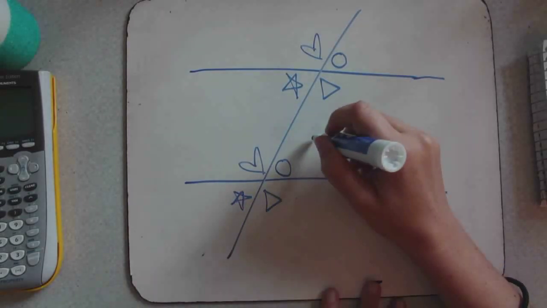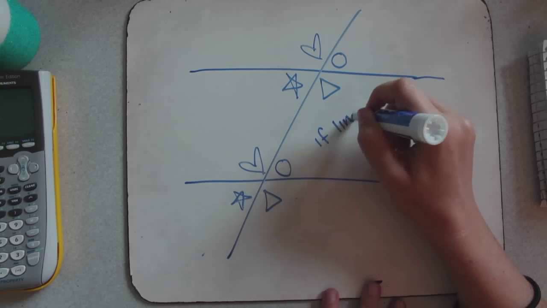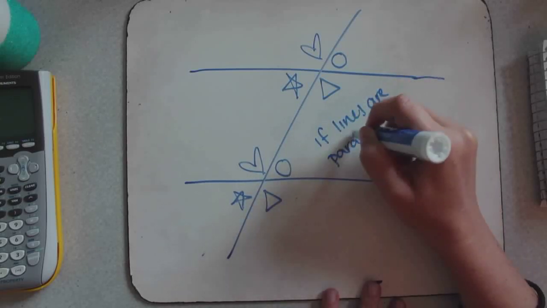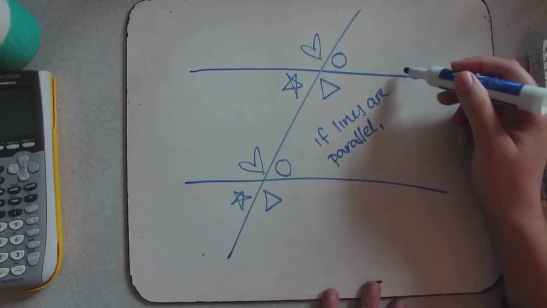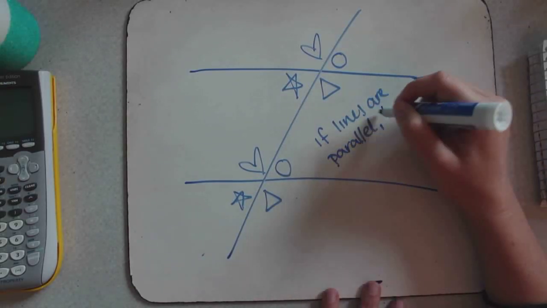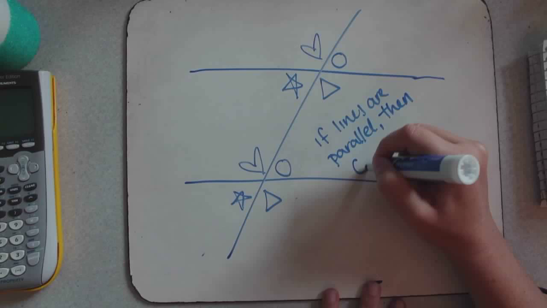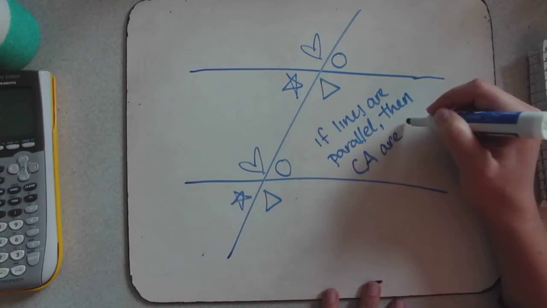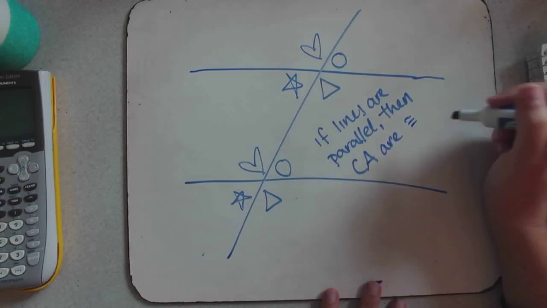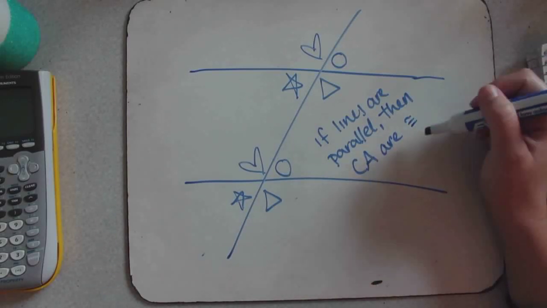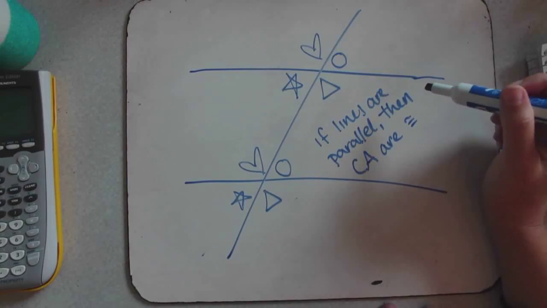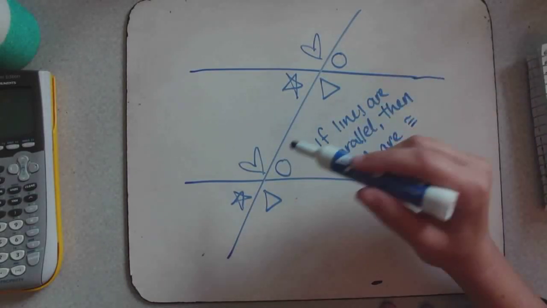Okay, now if the lines are parallel, and I'm referring to these lines here, then corresponding angles, or CA, are congruent. And that's the symbol for congruence. Equal sign with a little squiggle there. Okay? So only if the lines are parallel will these angles be congruent.